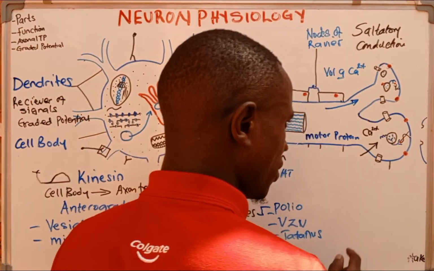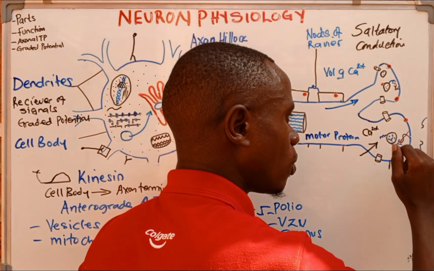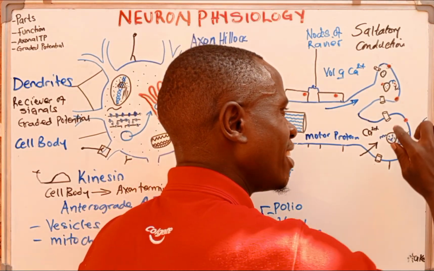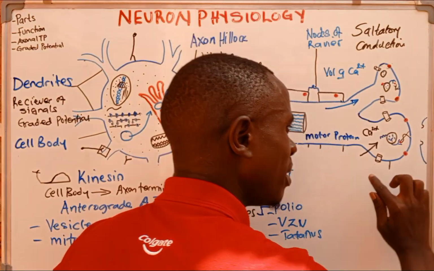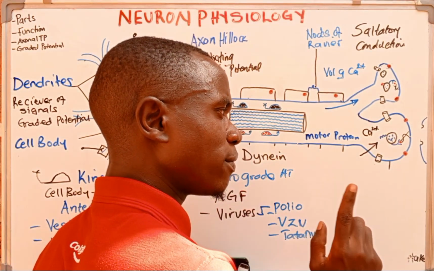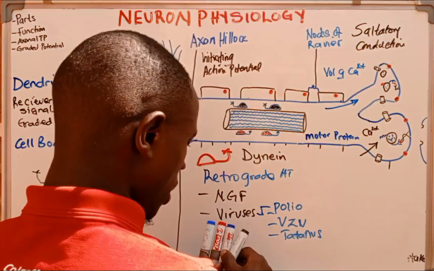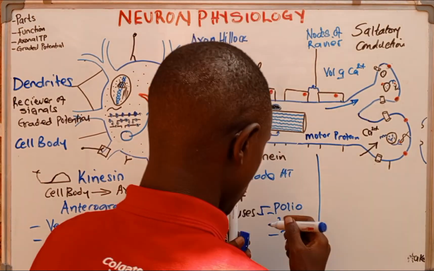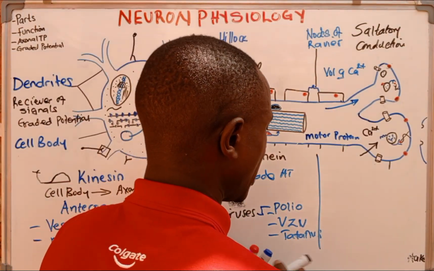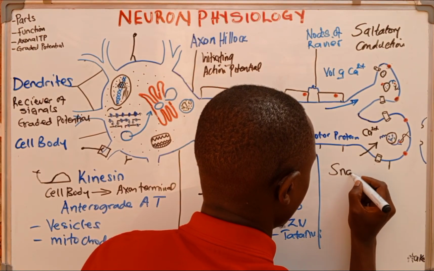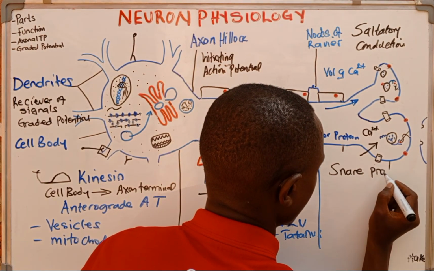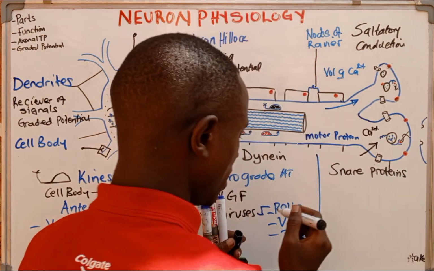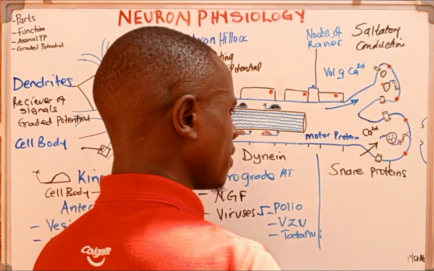Now, what happens when calcium enters the axon terminal? This vesicle contains some kind of proteins, and the presynaptic membrane also contains some kind of proteins. You know what these proteins are called? They are what we call SNARE proteins. These SNARE proteins are very, very important.